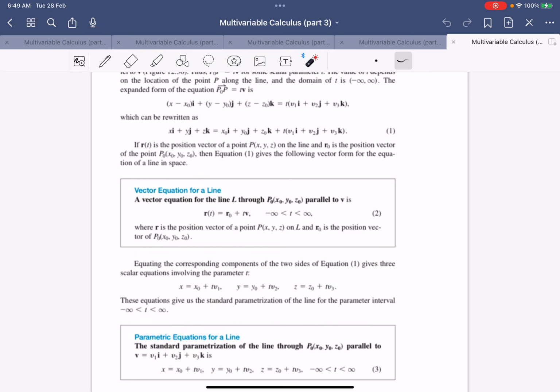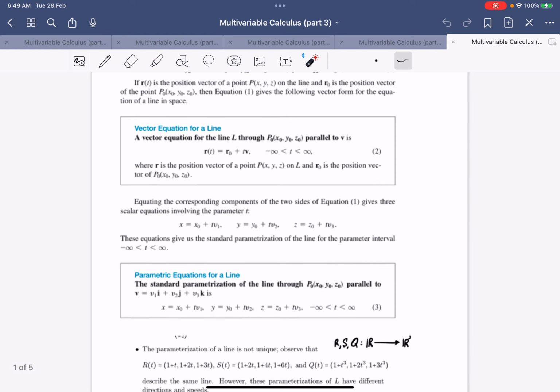And if you were to expand it component-wise, then you recognize that x equals x0 plus t v1, and similarly for y and z. And this is known as the parametrization of the line. So a parametrization, if the parameter is now t, is having these three conditions on your set.